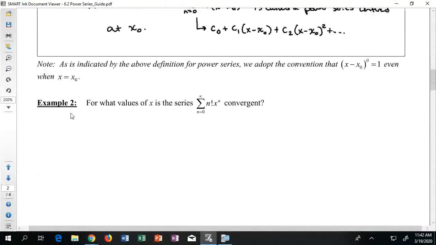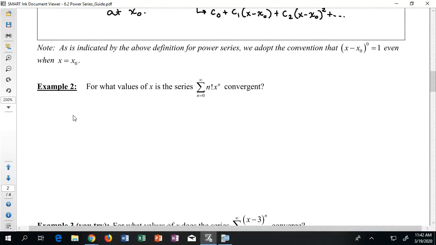All right, so let's take a look here at example number 2. For what values of x does this series converge? Again, if I'm thinking of this like a function, an infinitely long polynomial looking thing, what are the x's I can plug in to get a convergent result, and what are the x's that I can't?